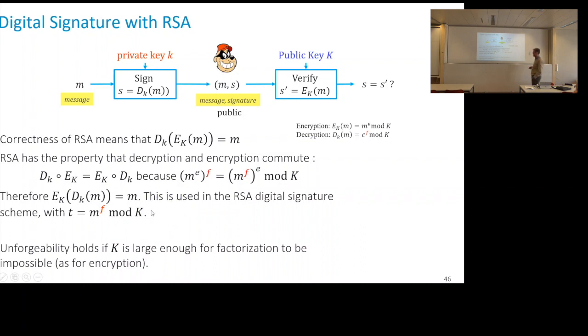So that's the first principle. Except here, what I do is, if I receive the message M and the signature S, by computing S prime, I should obtain the same as the original one, and if so, the thing was not tampered with.